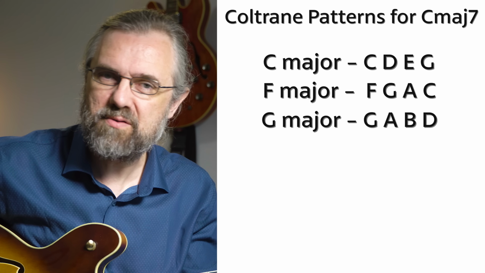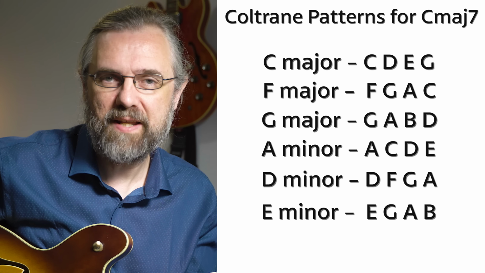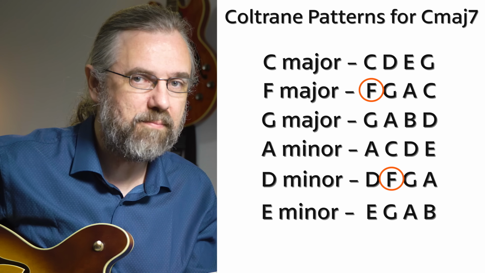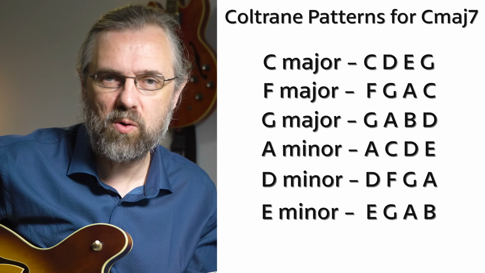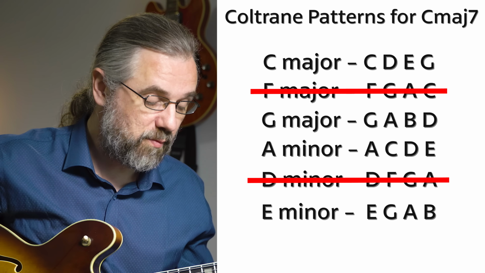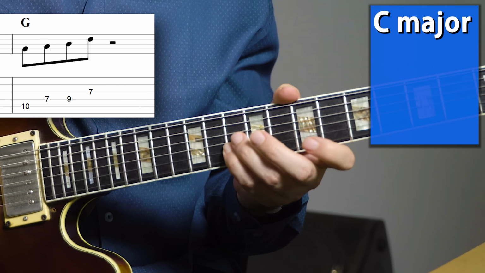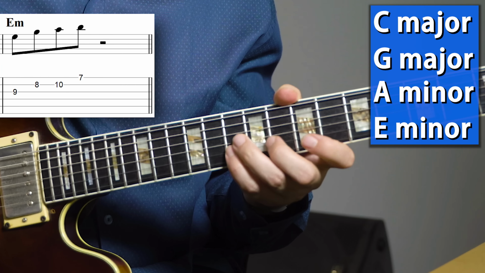Now in this case, it's actually pretty easy because we can use all of them except the ones that have an F in there. We don't really want to have an F as a part of the structure that we really want to emphasize. That's probably going to give us a huge chance that we're playing something that doesn't actually fit with the chord. So I'm just going to take those out. That's the D minor and the F major. And then we're left with C major and G major and A minor and E minor.